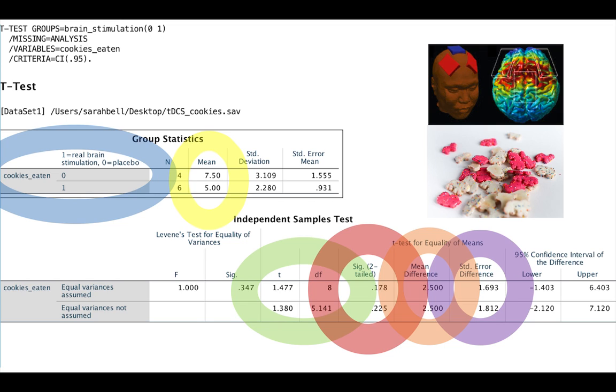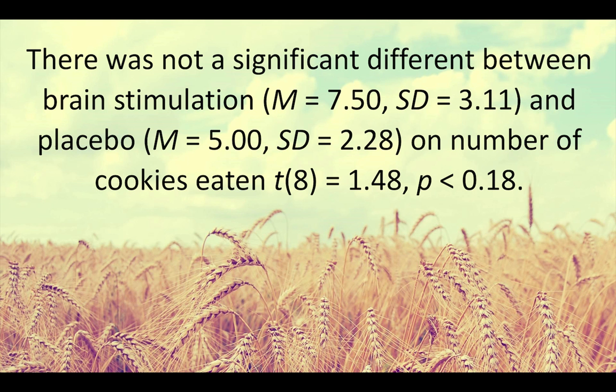Now the red circle is the most important circle here. It's circling the sig, or the p-value. It's 0.178. That's more than 0.05. So we're going to fail to reject. There's no significant difference between my two groups. The brain stimulation didn't make a significant difference in how many cookies people ate.